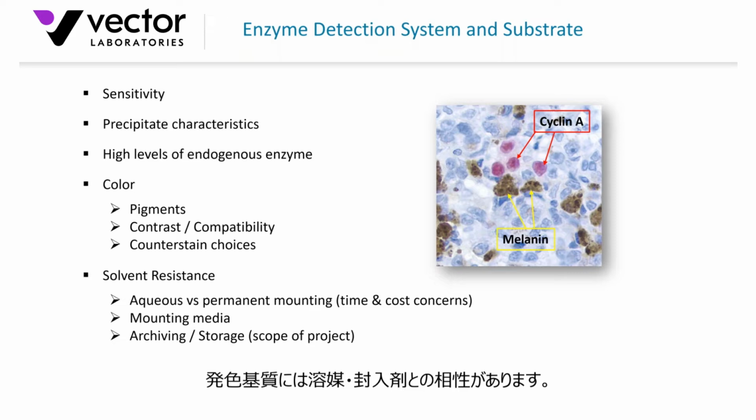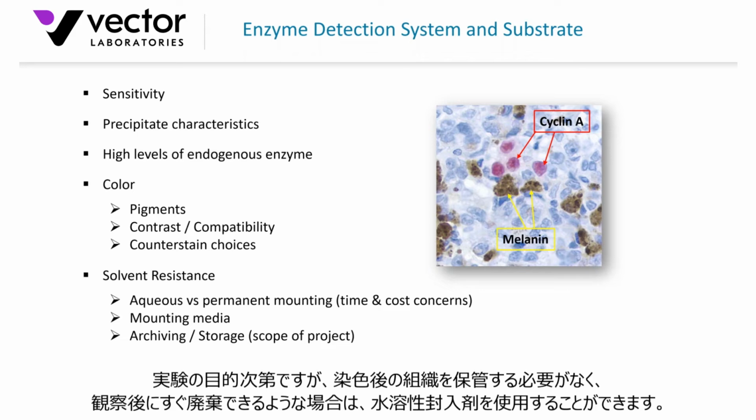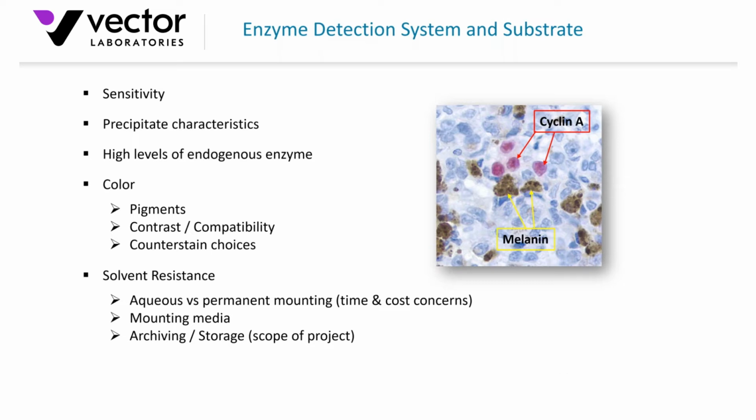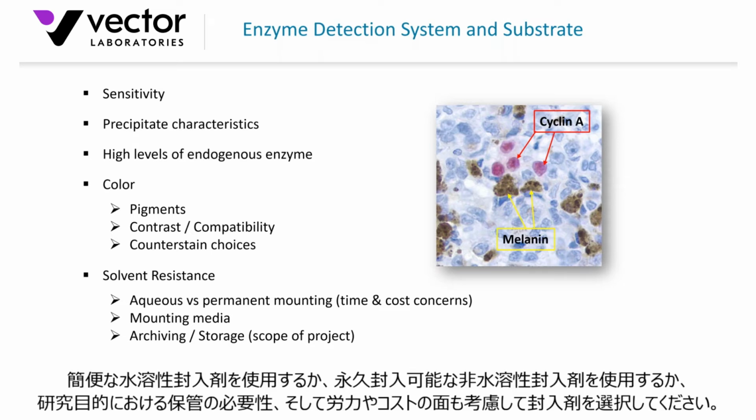Have a look at some of the solvent resistance of some of these particular substrates as well. And this depends a little bit on the intention of your given assay. Maybe you just want to do a quick stain and throw the slides out, and you're not particularly concerned about archiving them or indeed storing them for any length of time. In that case, you could go with a very quick aqueous-based mounting, and that way you don't have to go through what I refer to as more of a tedious methodology of doing the dehydration and clearing and then permanent mounting. Again, that depends a little bit on the scope of the project and whether or not archiving is important for you.